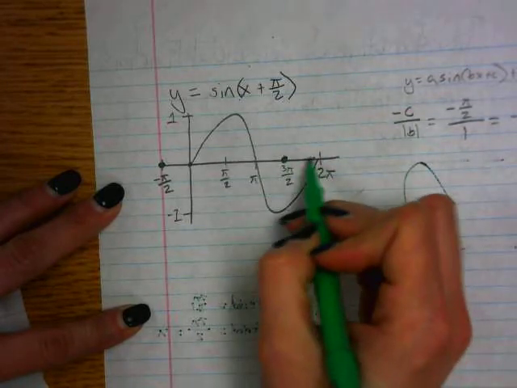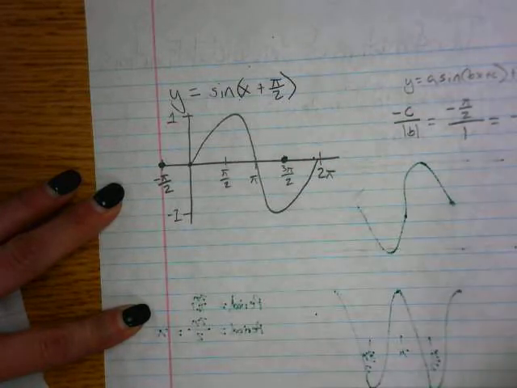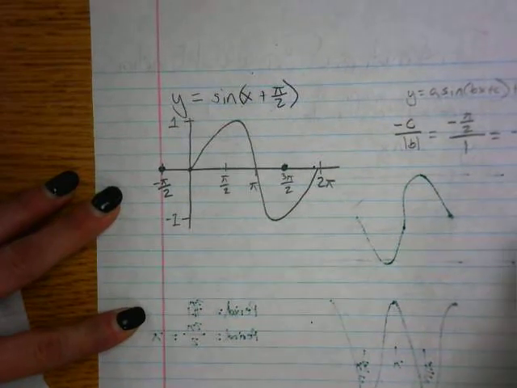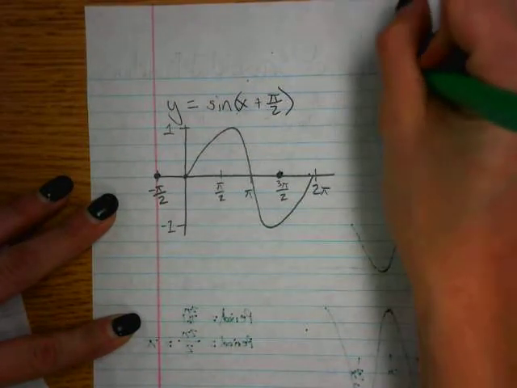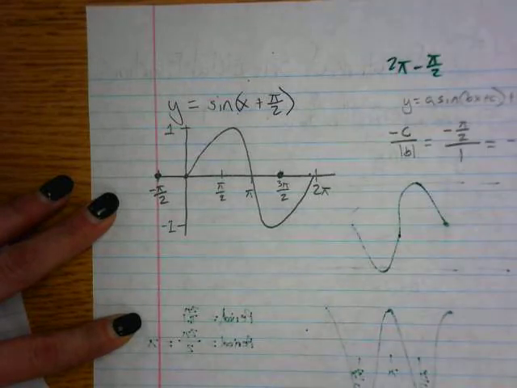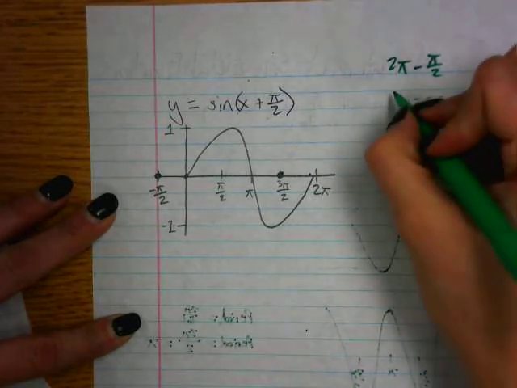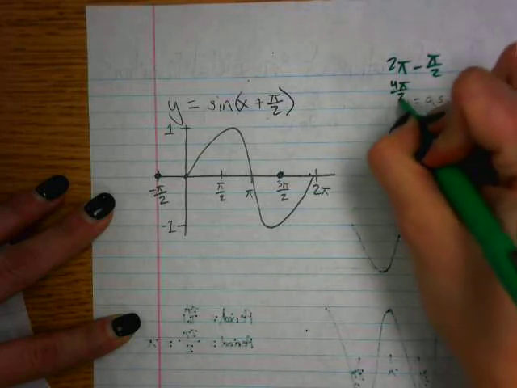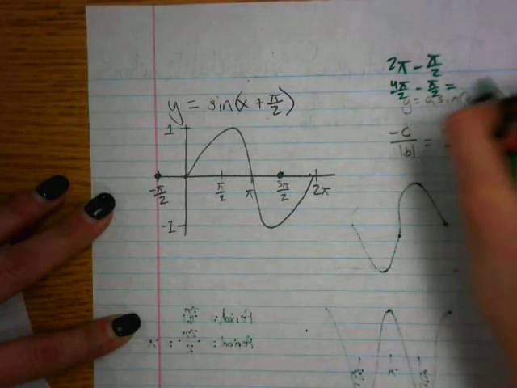So you can either visually just move back pi over 2, or if you want to check that and calculate it, you can take 2 pi and subtract pi over 2. If I find a common denominator, that would be 4 pi over 2 minus pi over 2, which is 3 pi over 2.